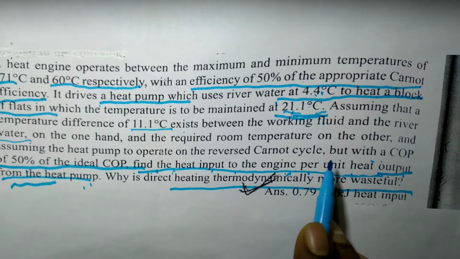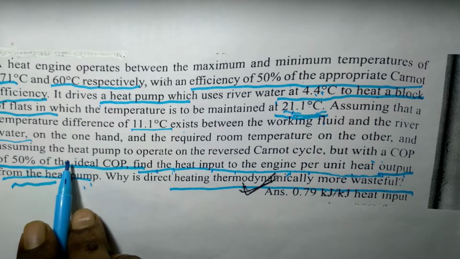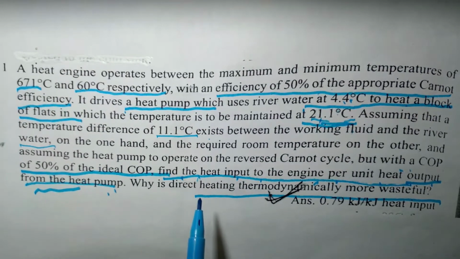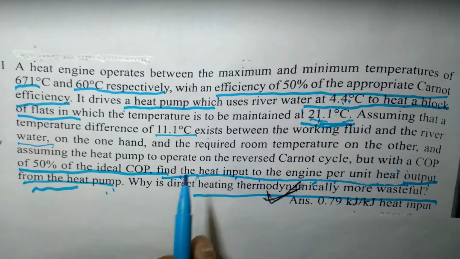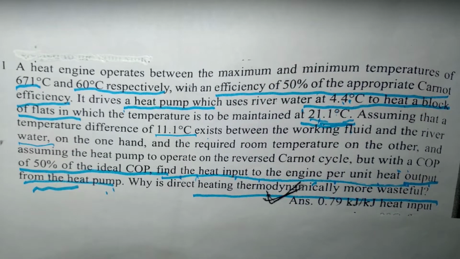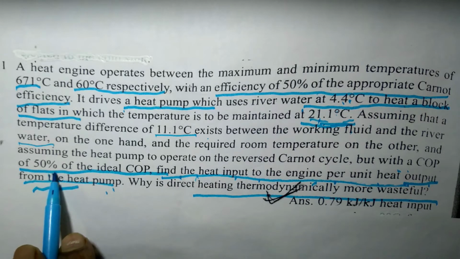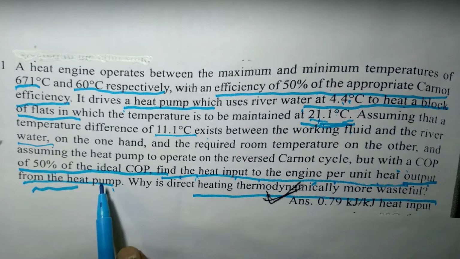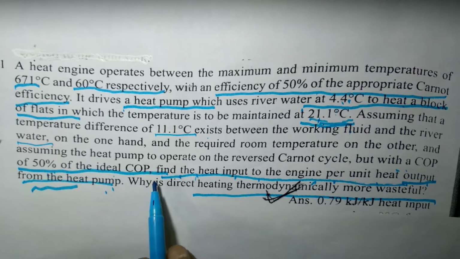On the other end, there is the required room temperature. On both sides, there is some temperature difference between working fluid and source and sink. 11.1 degrees Celsius is the difference. That's why the COP of this particular heat pump, which of course works on reverse Carnot cycle, is not the ideal COP, because of the external irreversibility effect of finite temperature difference between working fluid and the reservoir. So the actual COP of this heat pump is 50% of the ideal COP.